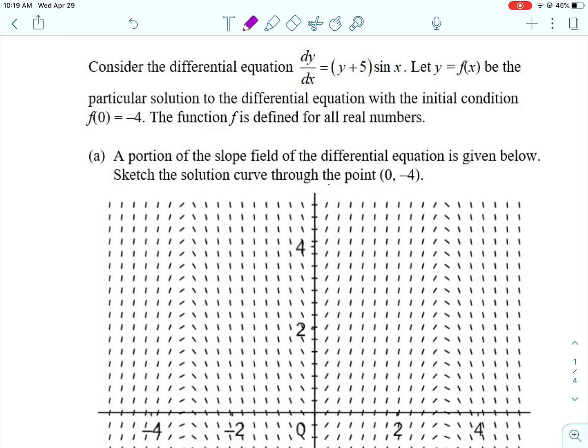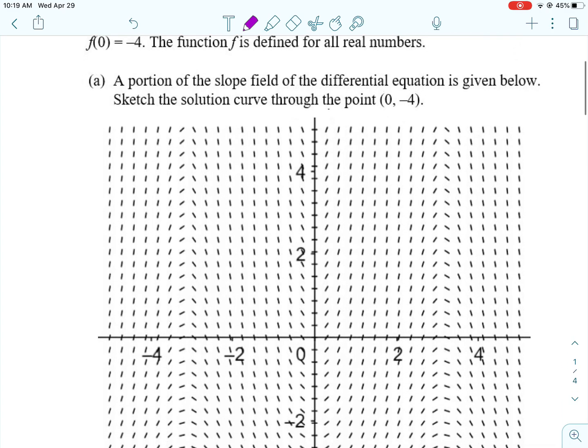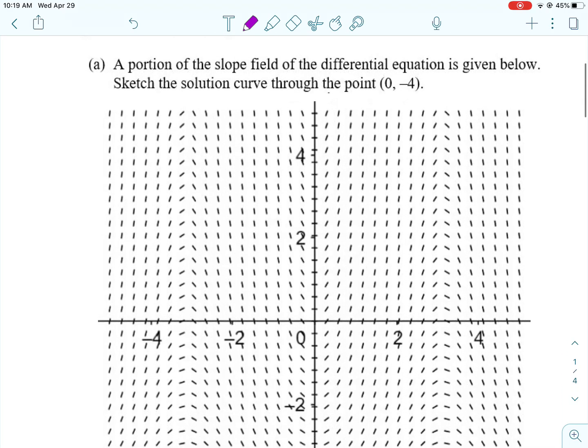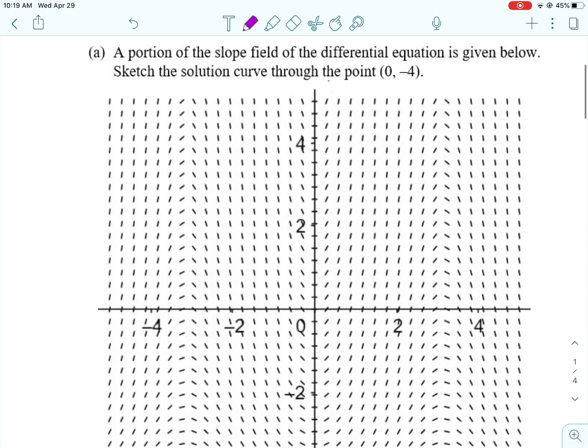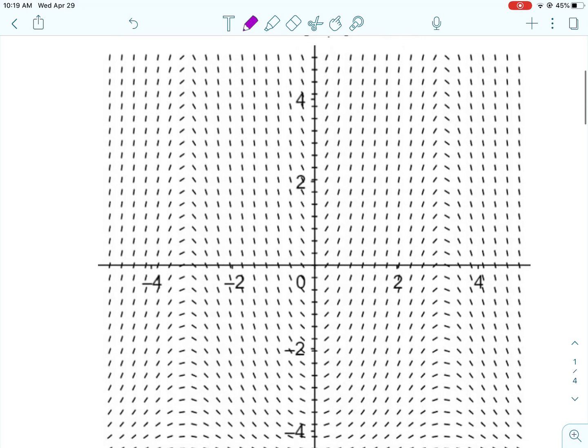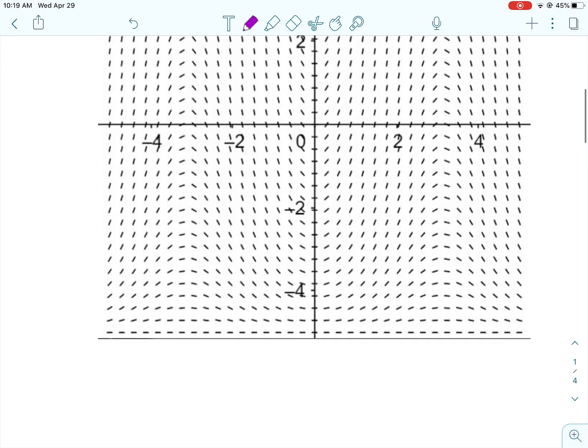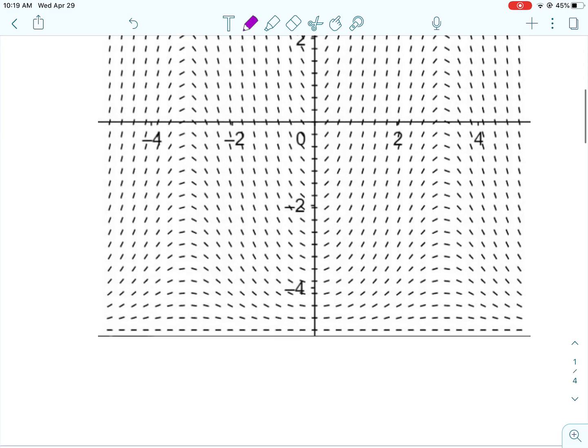So anyway, our differential equation is dy over dx equals the quantity y plus 5 times sine of x. And we're going to let y equals f of x be a particular solution to the differential equation with initial condition f of 0 equals -4. And the function is defined for all real numbers.